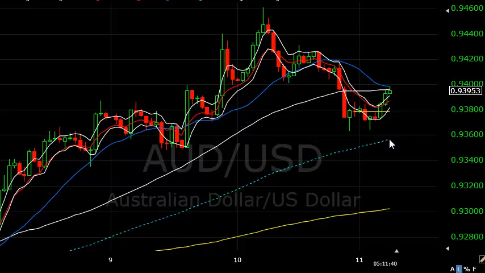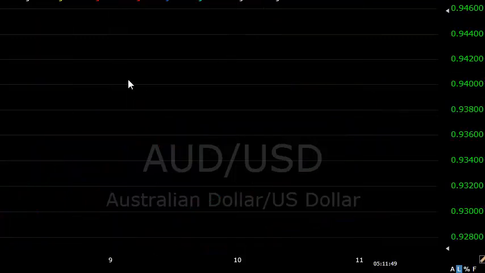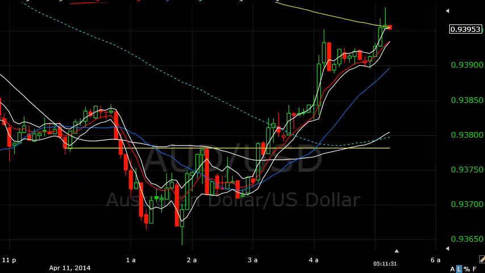I'm looking for it to come down to this hourly 100, this dotted line. So there's some half decent scope there. So I shall leave that for now, and I'll come back to this a bit later on.